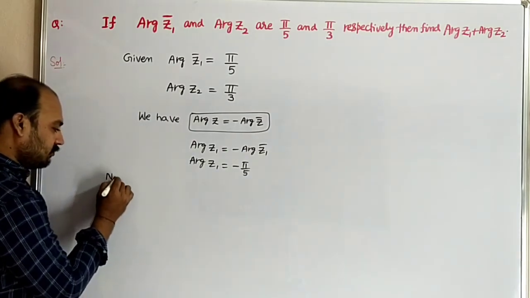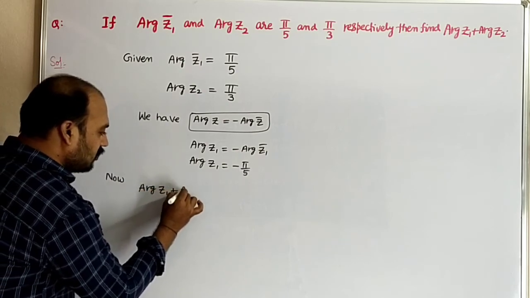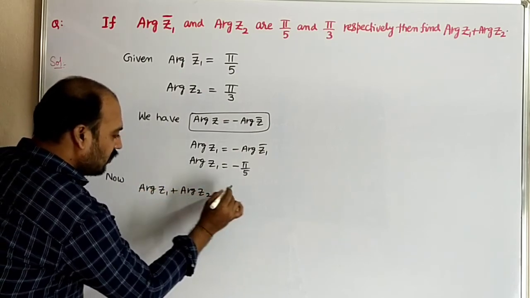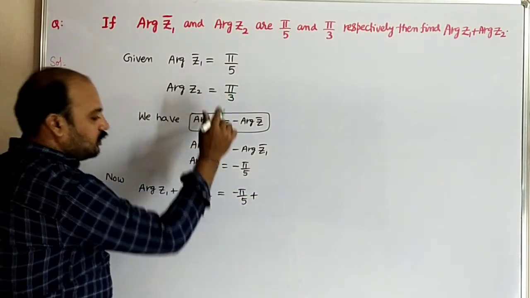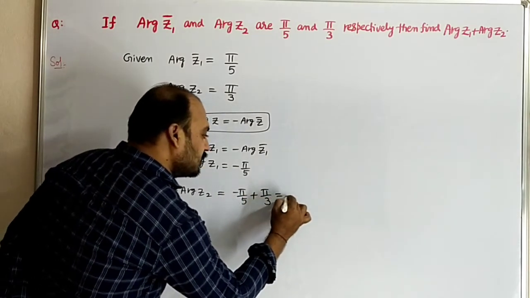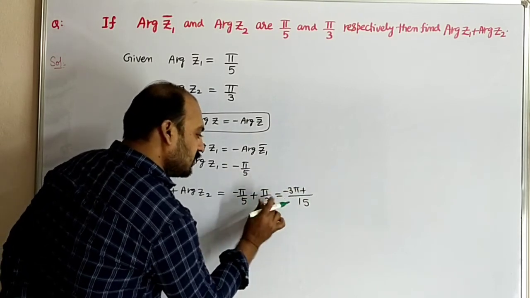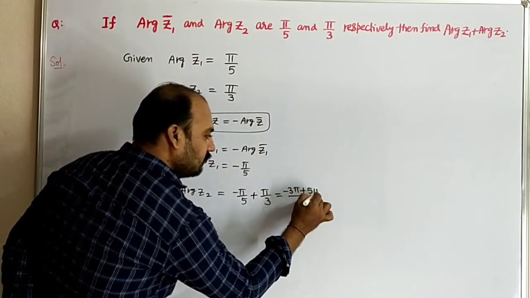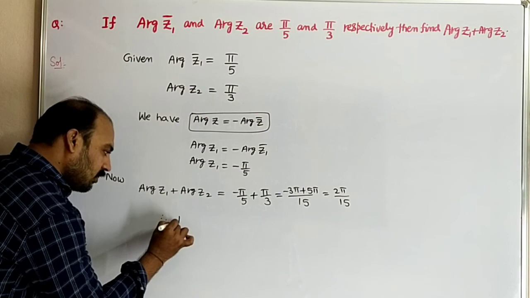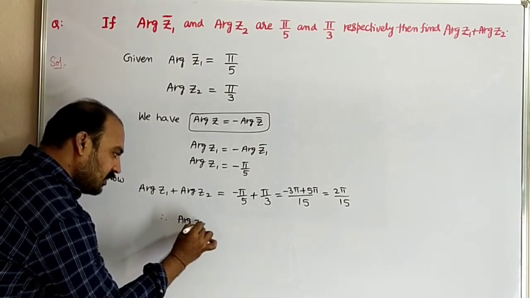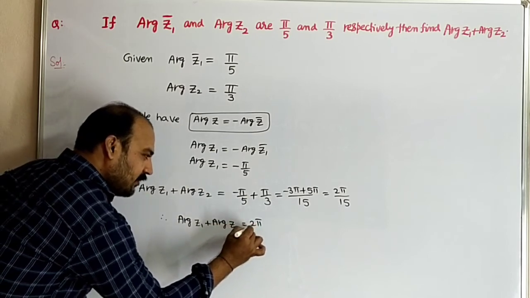Now come to the question. Argument of z1 plus argument of z2 is minus pi by 5 plus pi by 3. The LCM is 15: 5 3s are 15, so minus 3 pi plus 3 5s are 15, so plus 5 pi, which is equal to 2 pi by 15. Therefore, argument of z1 plus argument of z2 is equal to 2 pi by 15.